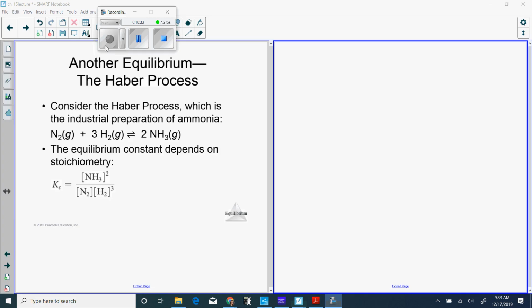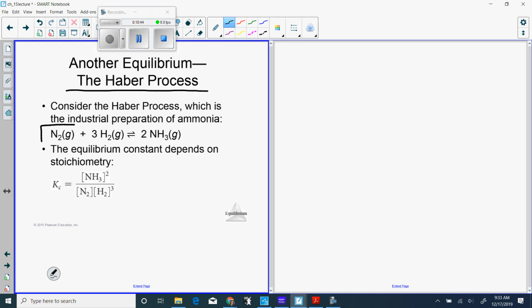Okay, I don't know why, but the Haber process is the one and only balanced equation you have to memorize. Okay, so the Haber process is the production of ammonia. Ammonia is NH3. So the balanced equation for the Haber process is taking diatomic nitrogen plus diatomic hydrogen to make ammonia, and then you just balance it with a 3 and a 2.